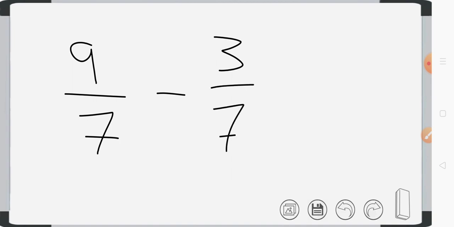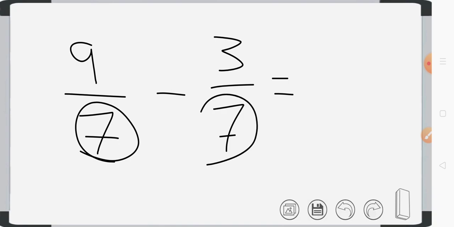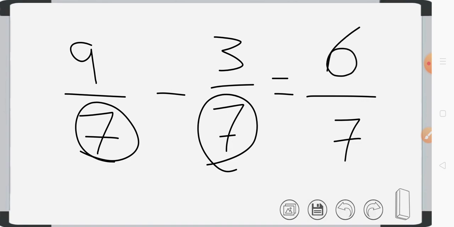Another one, 9 sevenths minus 3 sevenths equals. The two denominators are the same, so keep it and subtract the two numbers on the top. 9 minus 3 equals 6.